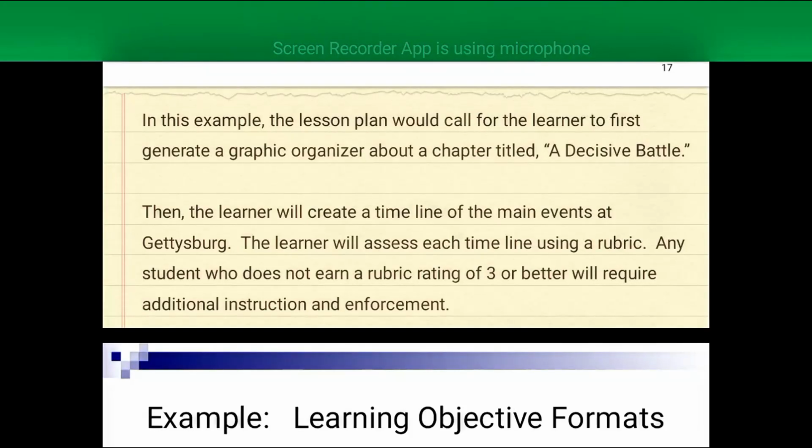In the example, the lesson plan would call for the learner to first generate a graphic organizer about the chapter titled A Decisive Battle. Then the learner will create a timeline of the main events at Gettysburg. The learner will assess each timeline using a rubric. Any student who does not earn a rubric rating of 3 or better will require additional instruction and reinforcement.